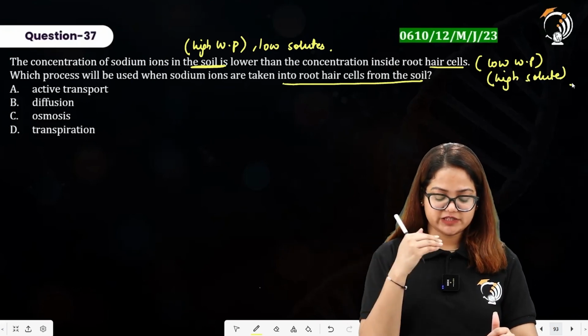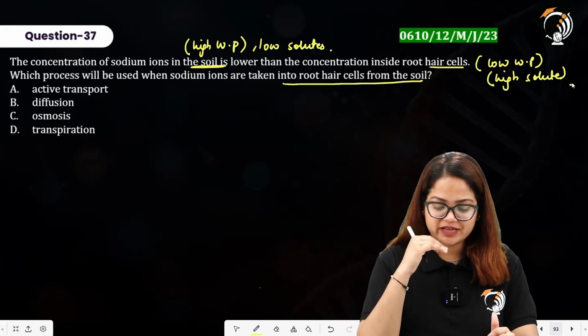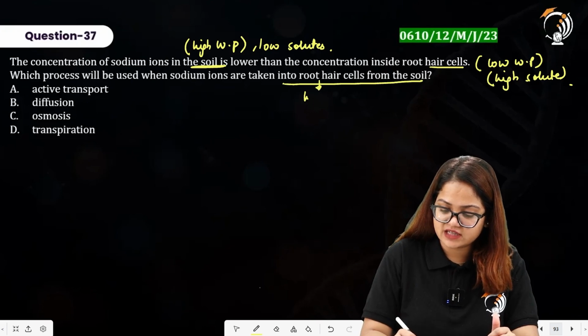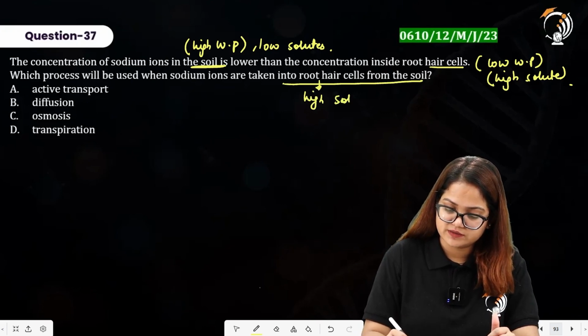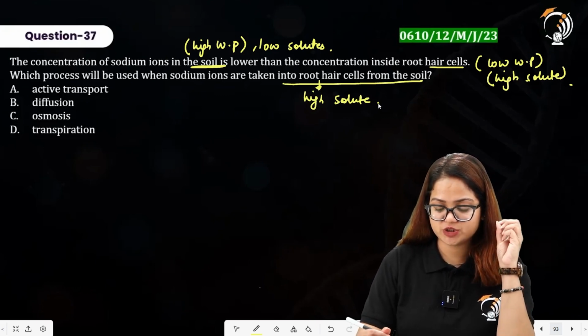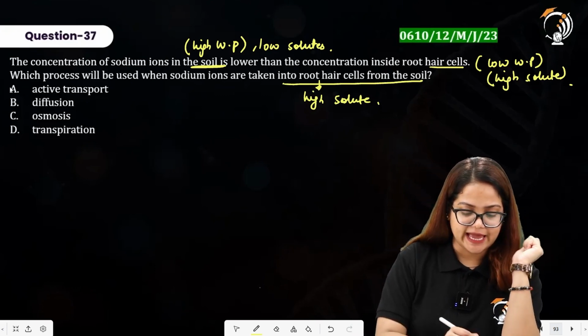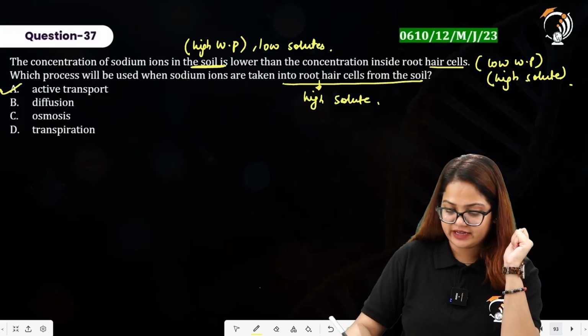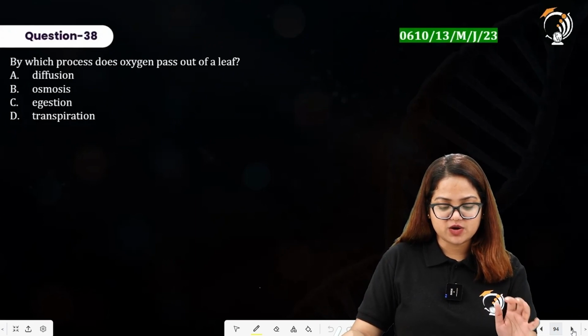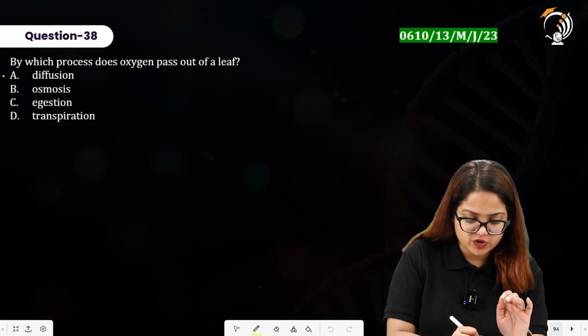Alright. Which process will be used when sodium ions are taken into root hair cell? So, root hair cell already has a high solute. So, we are moving the solute from a region of low to high concentration. Active transport should be the right answer here. Question number 38 here says, by which process does oxygen pass out of a leaf, and it follows the pathway of diffusion here.